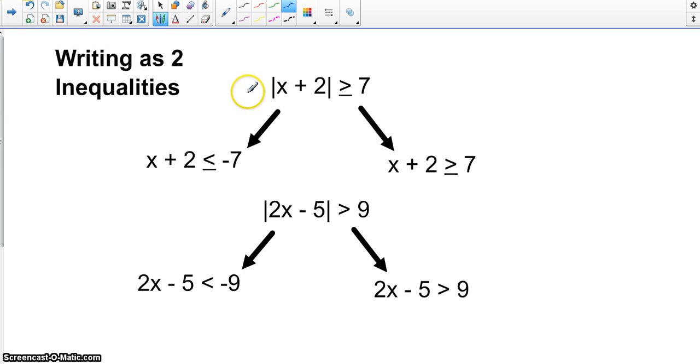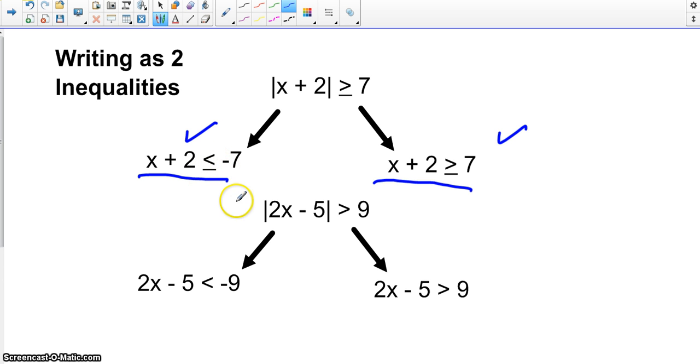So again, the key to solving these is to write them as 2 separate inequalities. Okay? So here we're looking at the absolute value of x plus 2 greater than or equal to 7. So I break this into 2 parts, one like this and one part like this. Notice on this part over here, all I did was remove the absolute value bars and wrote it exactly as it's written here. But on this one, I removed the absolute value bars, I made the 7 into a -7, and I turned this symbol around. Instead of greater than or equal to, it becomes less than or equal to, okay?